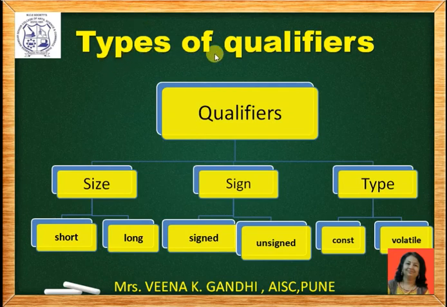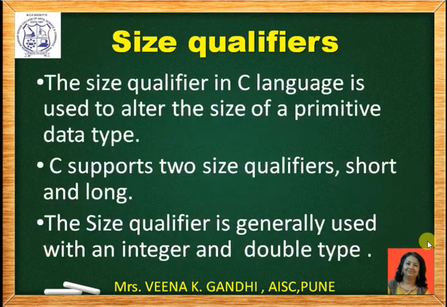Now qualifiers are divided into 3 types: size qualifier, sign qualifier, and type qualifier. Size qualifier is divided into 2 parts, short and long. Sign qualifier is divided into 2 parts, signed and unsigned. Type qualifier is divided into 2 parts, const and volatile. Now first we will see size qualifier.